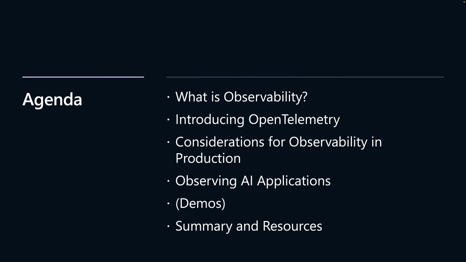We're also going to look at some examples of where observability and OpenTelemetry are really useful with AI applications. In particular, when you deploy those AI applications into production and you need help to triage performance issues or bugs or any of the challenges you might get in a production environment. I'm going to give you some demos of each of these working with different samples. And then lastly, we're going to cover off with some summary and resources.